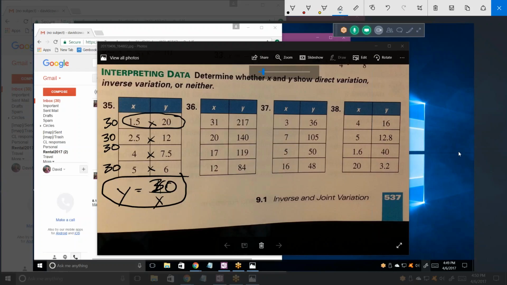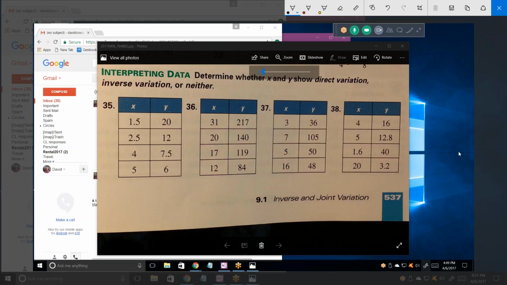And it has to be. In other words, it's not just a question of when x goes up, y goes down. That in itself does not make it an inverse variation. It has to have this other aspect to it also: k has to be the same number for every pair here. So that one's inverse.